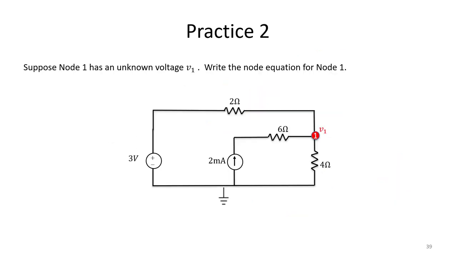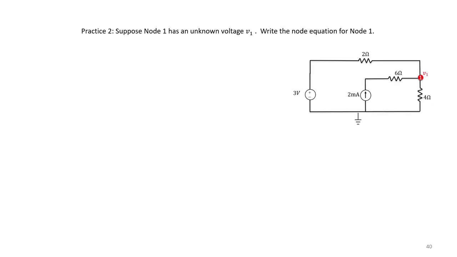Let's move on to practice number 2. This is a practice on node analysis. We are told node 1 has an unknown voltage V1, and we want to write the node equation for node 1. Let's remind ourselves of our procedure for node analysis.